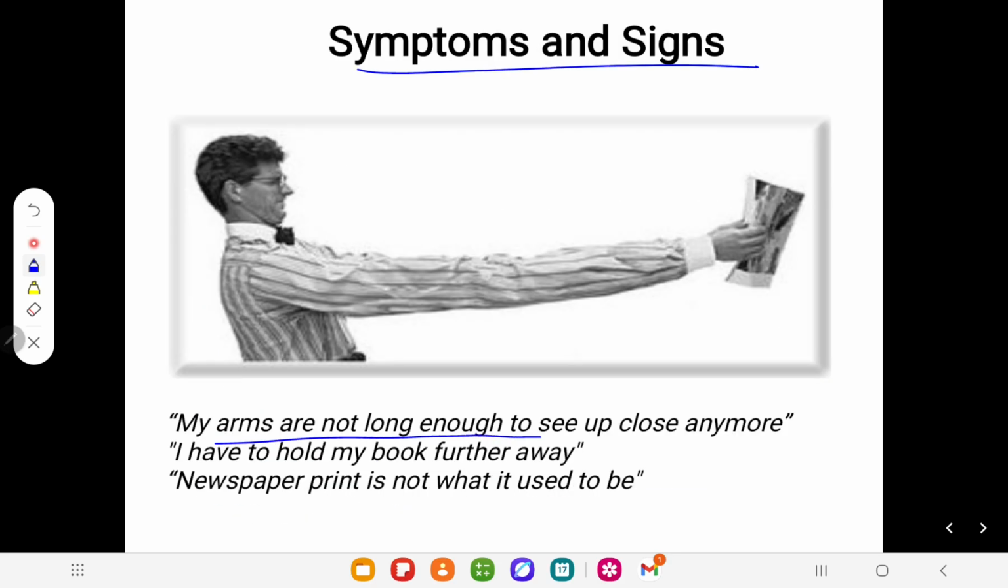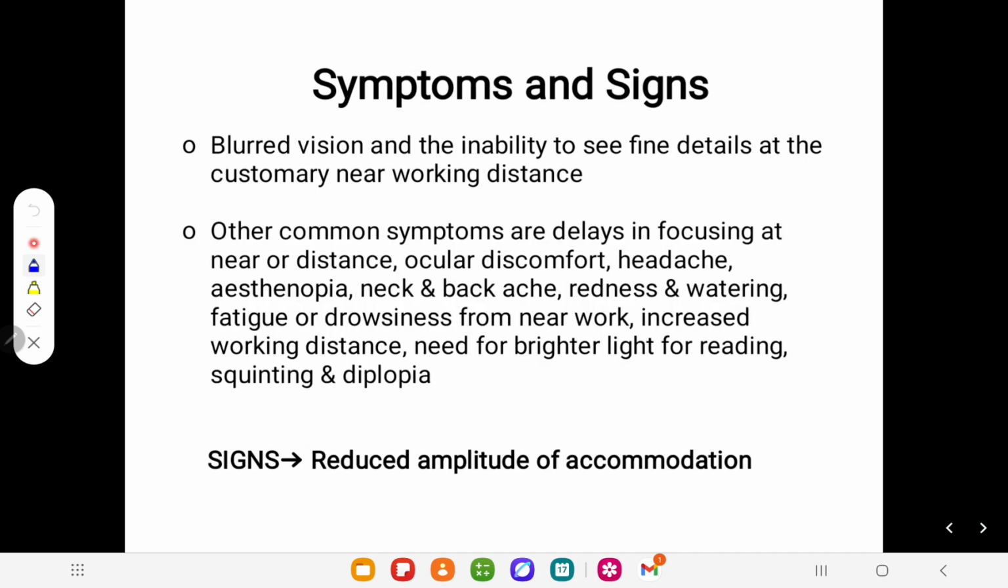So the basic symptoms are always like that. My arm is not long enough to see anything. I have to hold the book farther away. A newspaper is not what it used to be. It's blurry. So there are always those symptoms, isn't it?